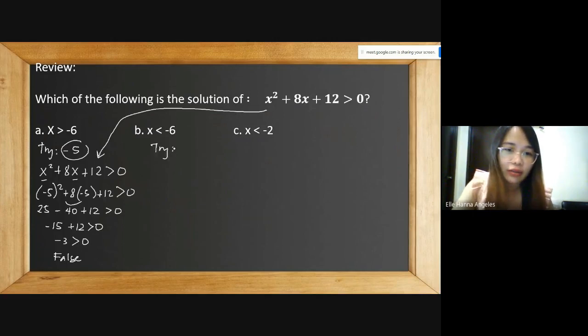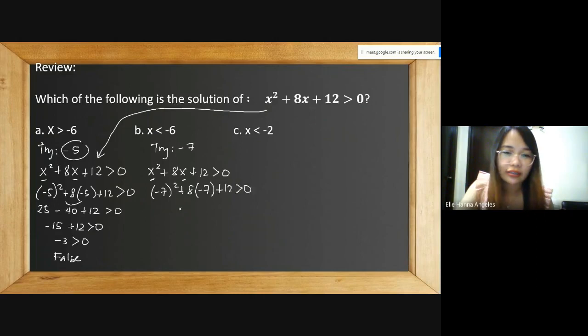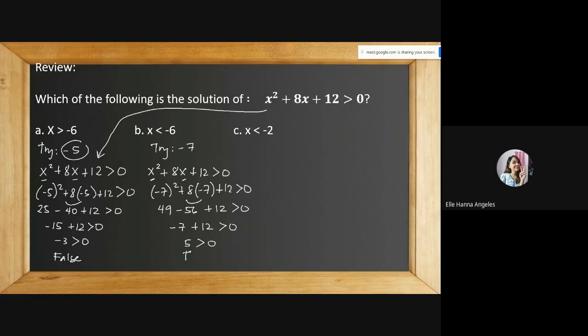Let's try a number that is less than negative 6. Therefore, we can say that negative 7 is less than negative 6. So, let's try it. X squared plus 8x plus 12 is greater than 0. Papalitan natin yung mga x, magiging negative 7 squared plus 8 times negative 7 plus 12, greater than 0. Negative 7 squared is positive 49. Positive 8 times negative 7 is negative 56 plus 12 is greater than 0. 49 minus 56 is negative 7, plus 12. So we will have 5 greater than 0. This is true. Therefore, hindi mo na kailangan i-try yung letter C kasi B is the solution. So B is your answer.